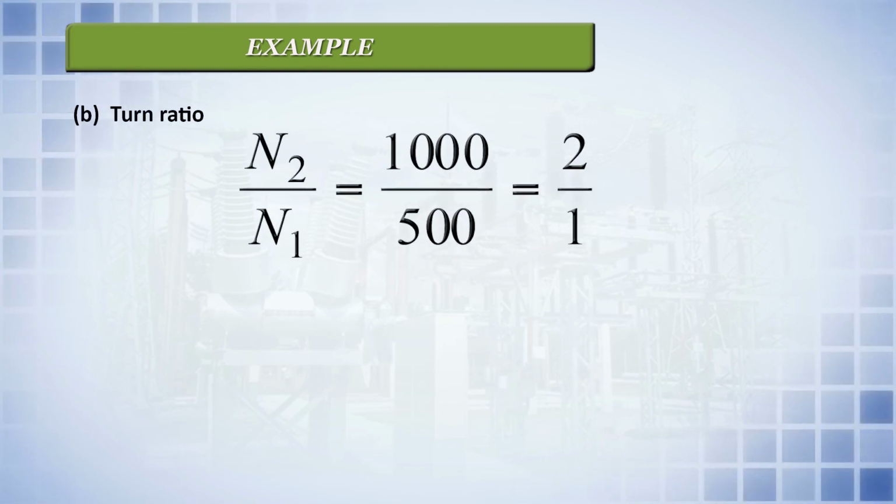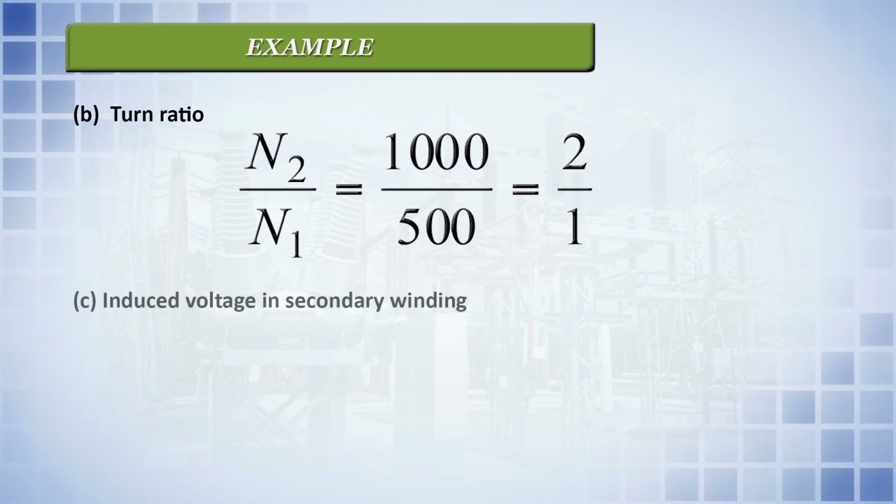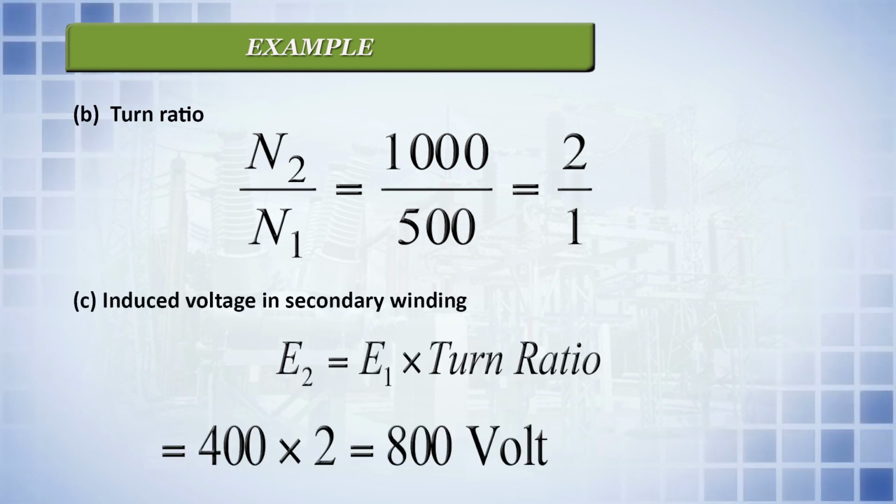And how can you calculate the turn ratio? Turn ratio can be calculated as N2 upon N1 is equal to E2 upon E1. So just put the values, N2 upon N1 comes as 2:1, that is equal to 2. That means the transformation ratio is also 2. Now similarly you can calculate the induced voltage in the secondary winding. It can be written as E2 is equal to E1 multiplied by the turn ratio. The value of E1 is 400, and the turn ratio is 2. So just multiply 400 into 2, it comes 800 volt.